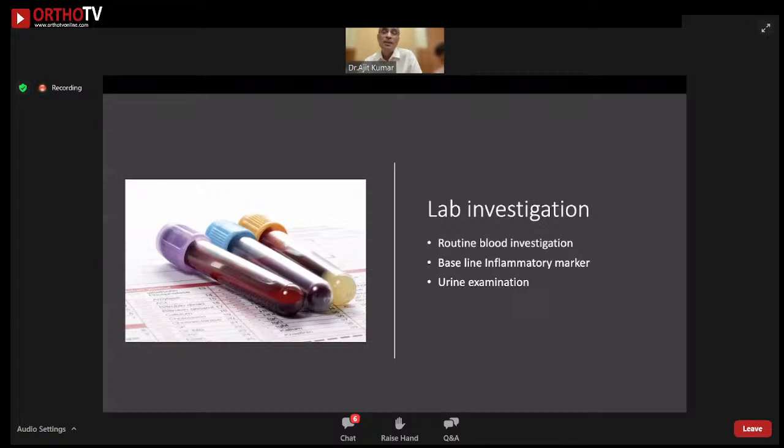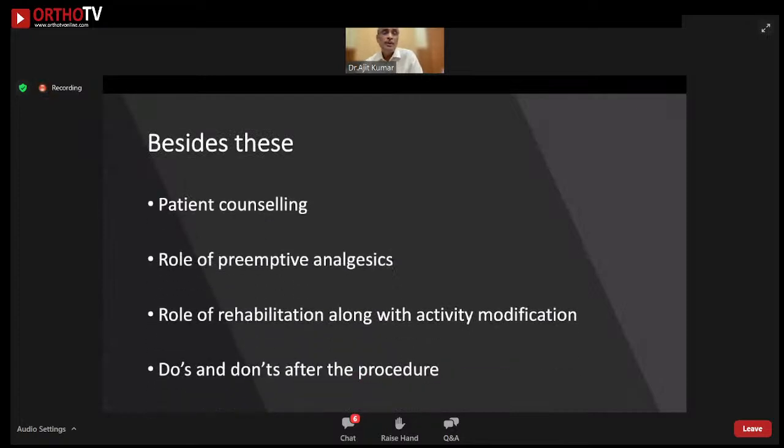The lab investigations, the routine investigations are important. But apart from that, the blood urea creatinine is helpful in some chronic diabetics particularly. And also your serum albumin levels are very vital. Besides this, of course, your counseling with the patients is very crucial. You need to gain their confidence. You need to tell them the realistic expectations that they can have. The role of preemptive analgesics is also important. Also, more important is the post-op protocol that the patients have to adhere to get a good functional range of movement. And what are the do's and don'ts after the surgery. These are all important things that we need to discuss beforehand with the patients.